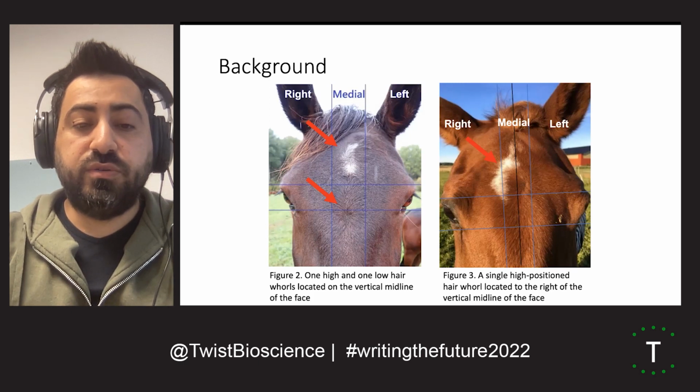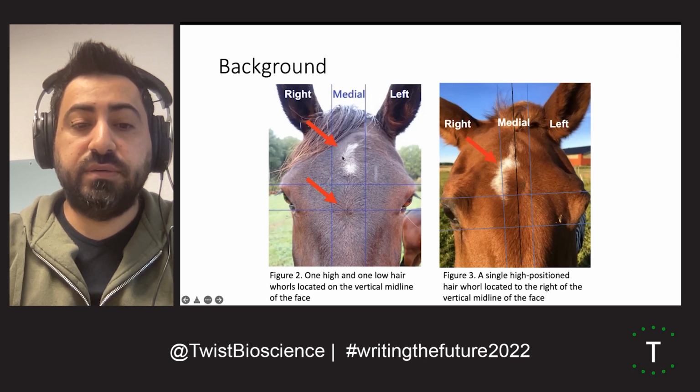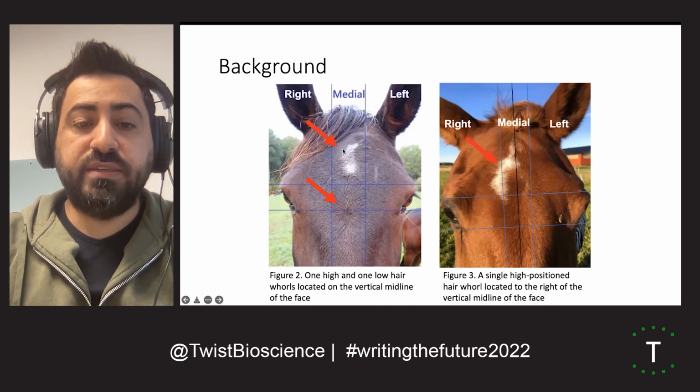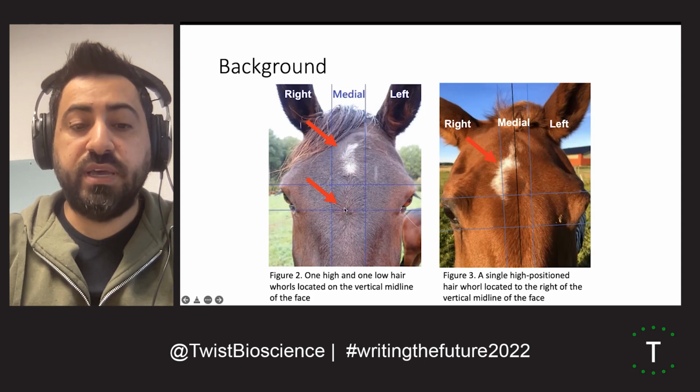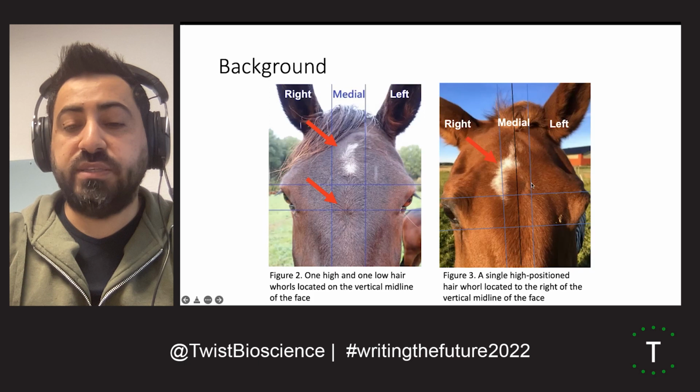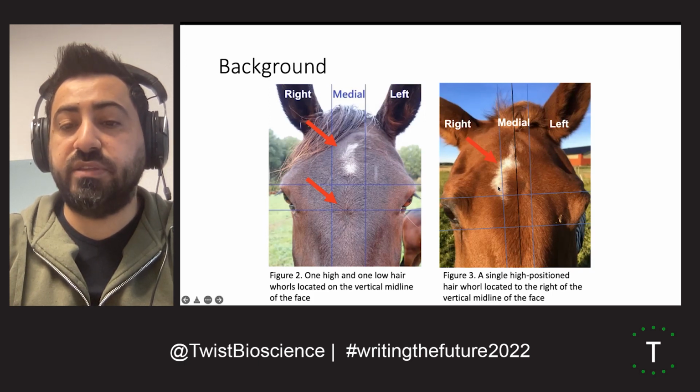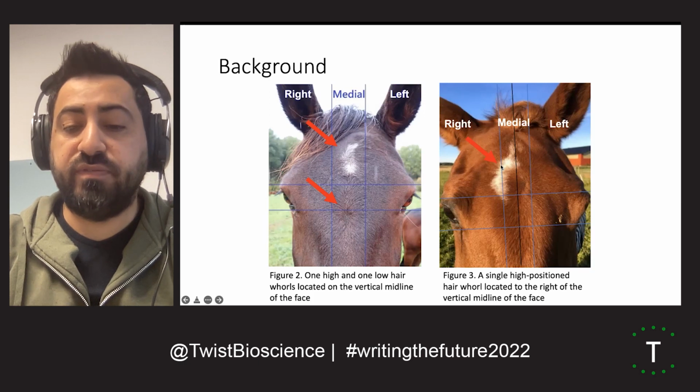The horse to the left here has one high up on the face, and this is the middle, and this is low, and this is medial, right and left. So this is 1 and this is 2. Whereas this horse here has a single feather that's located on the right side of the face.